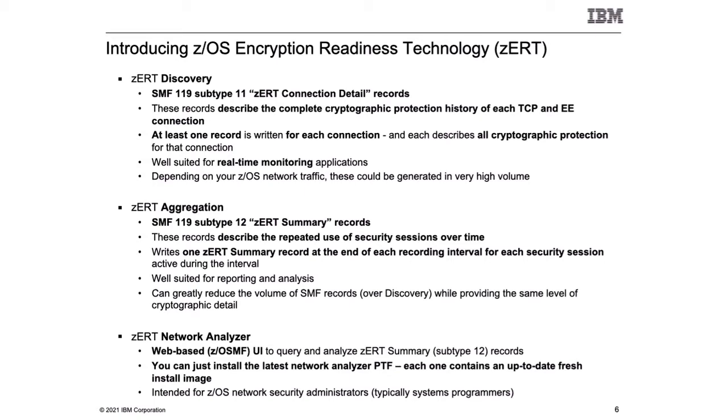zERT summary records describe the repeated use of security sessions over time. With aggregation, we write a zERT summary record at the end of each recording interval for every security session active during that interval. This can greatly reduce the volume of SMF data while still providing a substantial level of cryptographic detail. So while all these SMF records are great, what do you do with them?